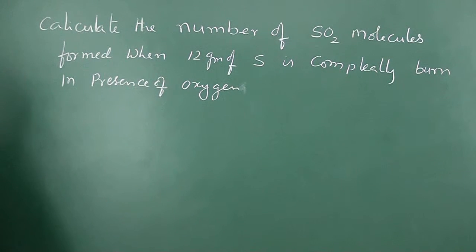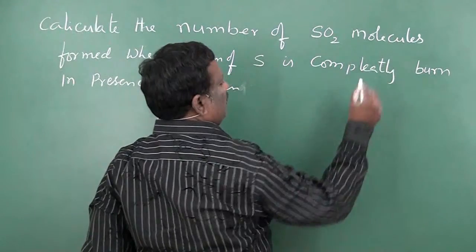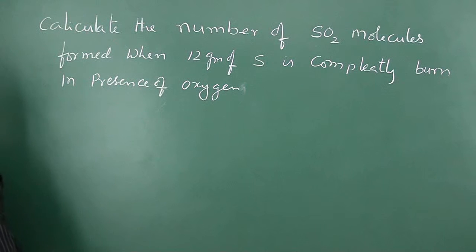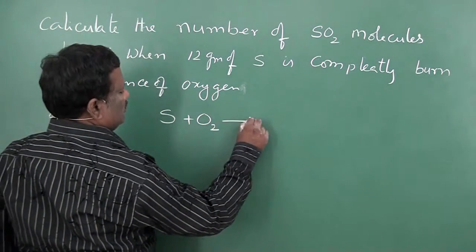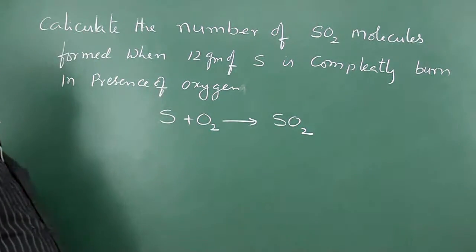Calculate the number of SO2 molecules formed when 12 grams of sulfur is completely burned in presence of oxygen. So, sulfur when burned in presence of oxygen, we know that it will give us sulfur dioxide. That is a familiar reaction. So, the equation is S plus O2 gives SO2.